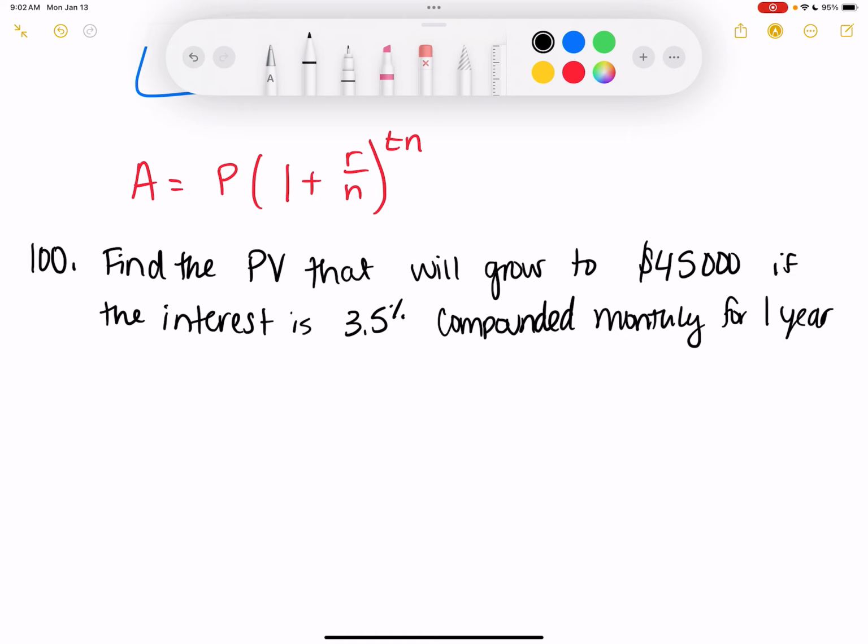So I want to know when I will have $45,000. That's the amount that I'm trying to get to, so that's going to be A. Anytime I have a word problem, I like to write out the things that I know and then ask, what am I solving for? So A is 45,000.